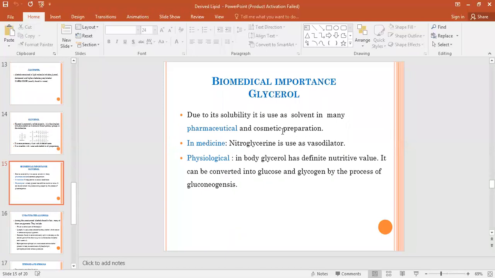The biomedical importance of glycerol is that, due to its solubility, in most pharmaceutical and cosmetic preparations it is used as a solvent. In medicine, nitroglycerin is used as a vasodilator. In the body, glycerol has a nutritive value. It can be converted into glucose and glycogen by the process of gluconeogenesis.